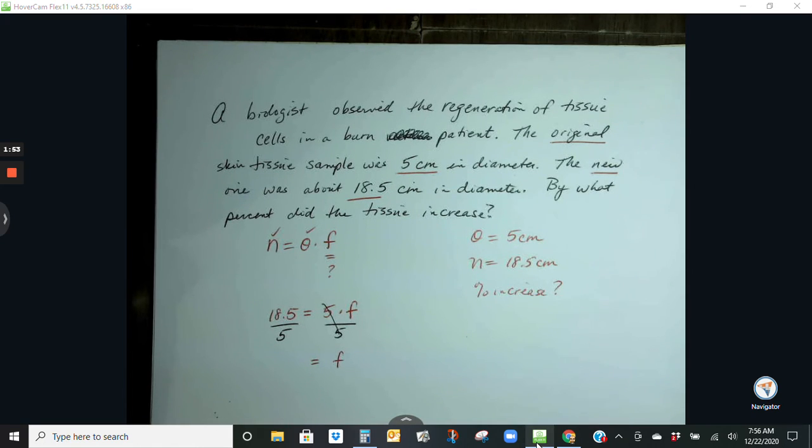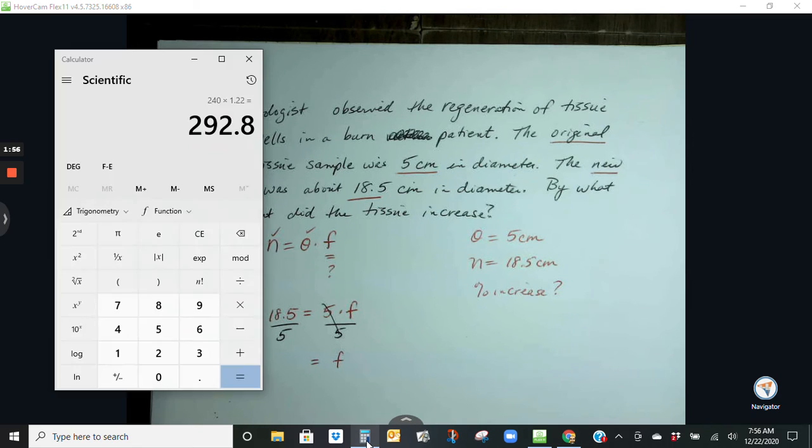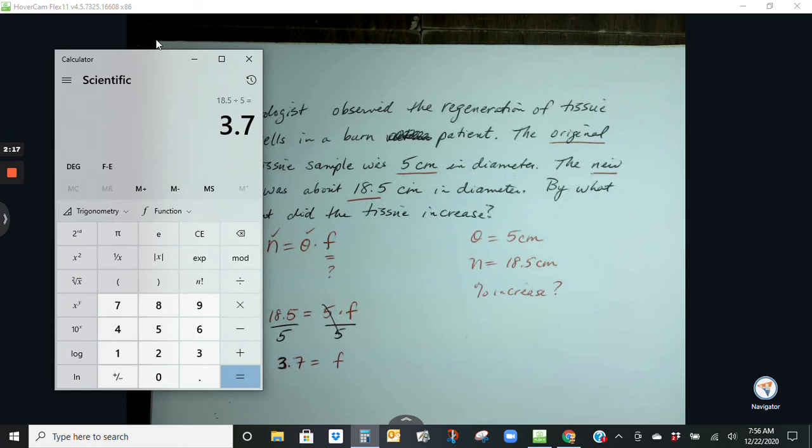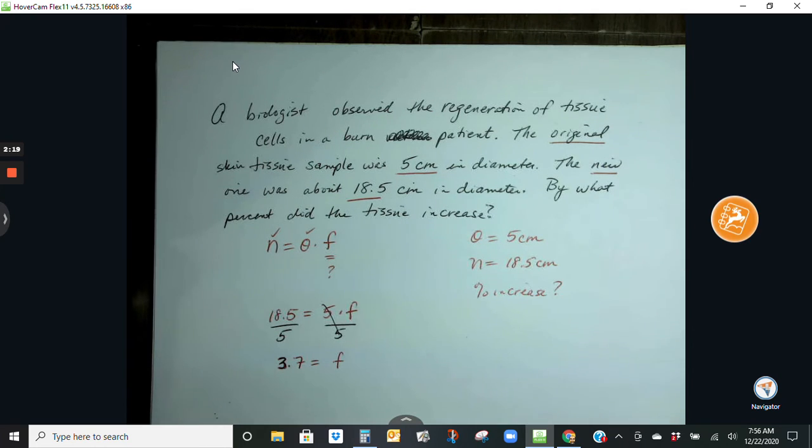I pull out my calculator and I say 18.5 divided by 5 is 3.7. Let's not forget that that's a factor. Oops, let's do that in red. Okay, let me minimize that. Okay, so that's important. That's my factor.